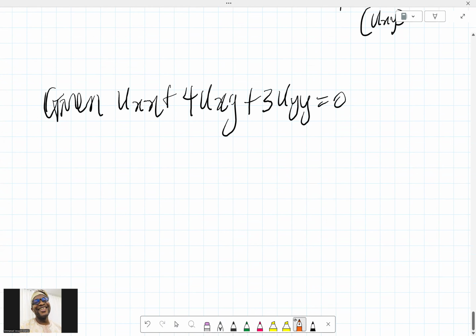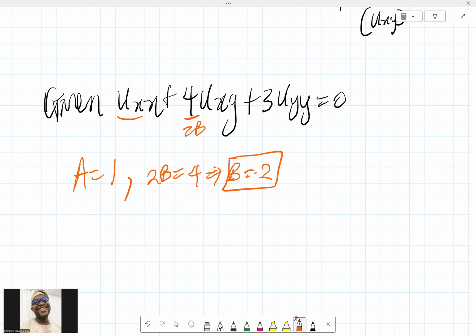Given this, we see that a is equal to 1, the coefficient of uxx. Then for b, 2b is equal to 4, if you remember. I was almost forgetting that. So this 4 is 2b, and that implies that b on its own is equal to 2. So pay attention to that. It's easy to just call b 4. Then c is equal to 3.